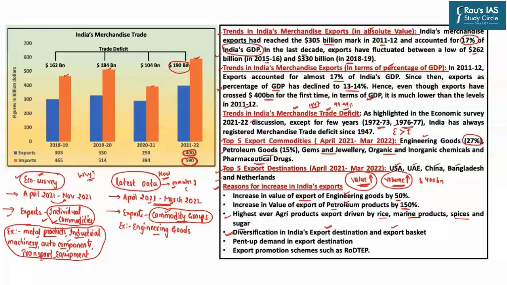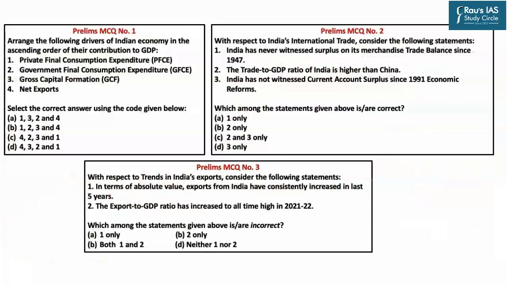And then the pent up demand in the export destination and efficient implementation of export promotion schemes such as RoDTEP, which stands for Remission of Duties and Taxes on Exported Products. So based upon the discussion, please try to attempt these 7 prelims questions for practice.